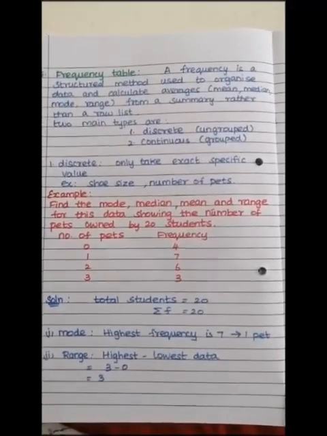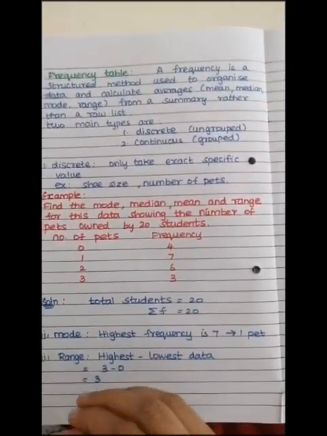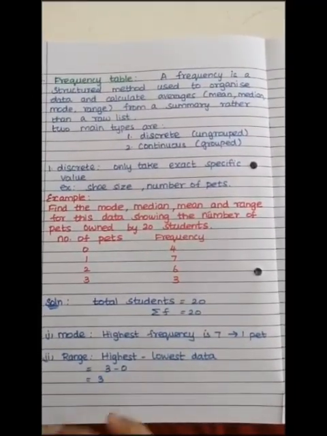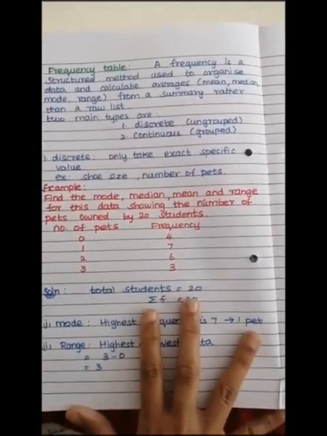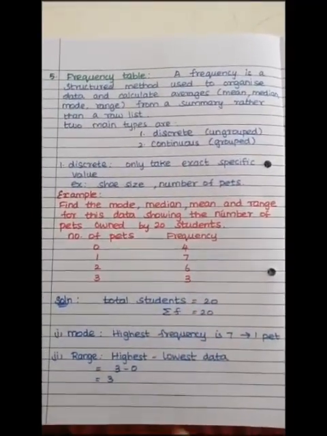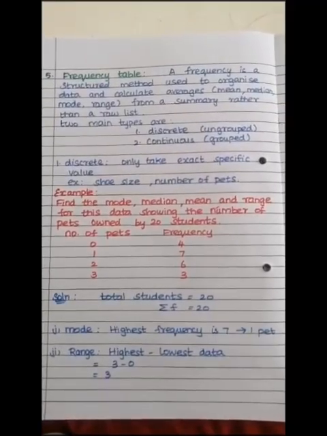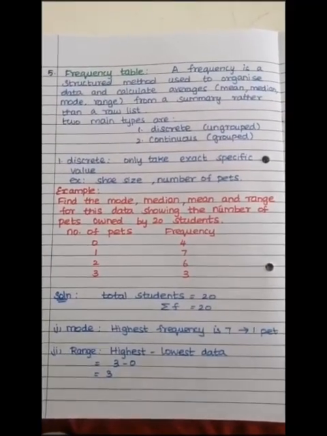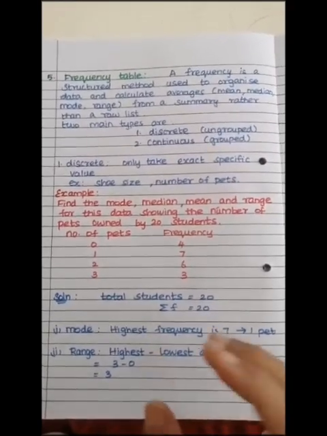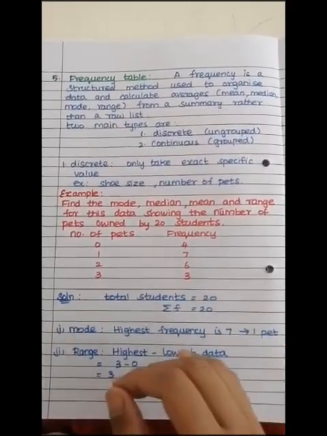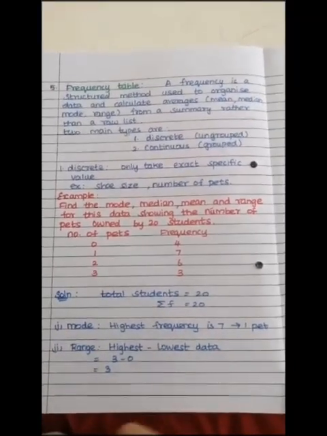Discrete means only that exact specific value. If someone has a shoe size, we can guess that shoe size as 6 or 7 or 8. That comes under ungrouped, that is, a discrete value. A number of pairs also comes under whole numbers, that is also a discrete value.